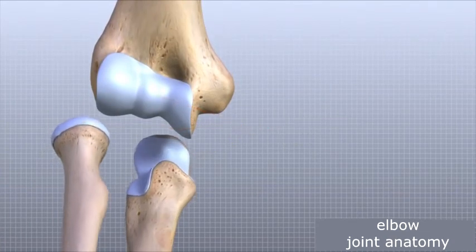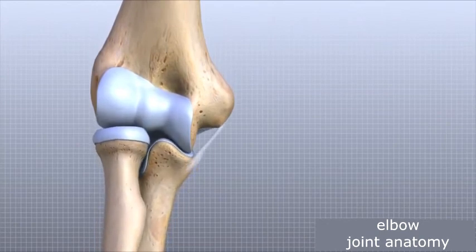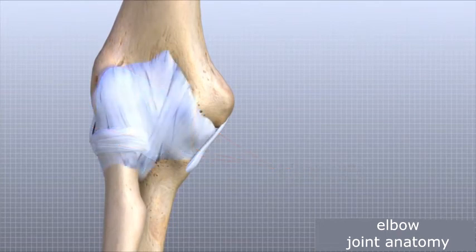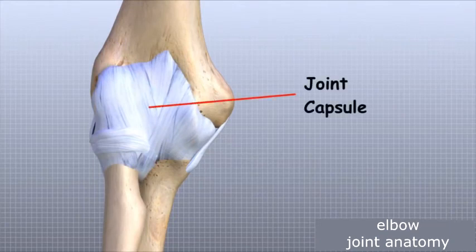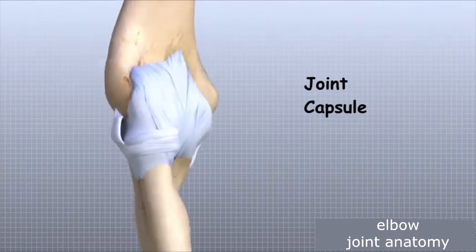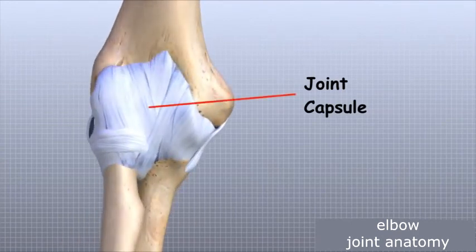There are several important ligaments in the elbow joint. Ligaments are soft tissue structures that connect bone to bone. The ligaments surround the joint and form a structure called the joint capsule. The joint capsule is a watertight sac that surrounds the joint. It contains lubricating synovial fluid.